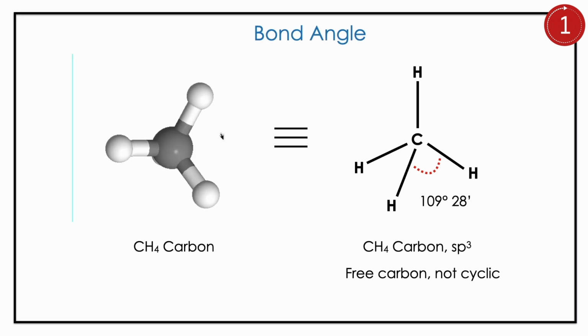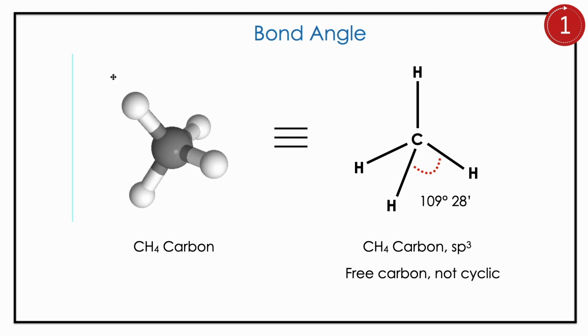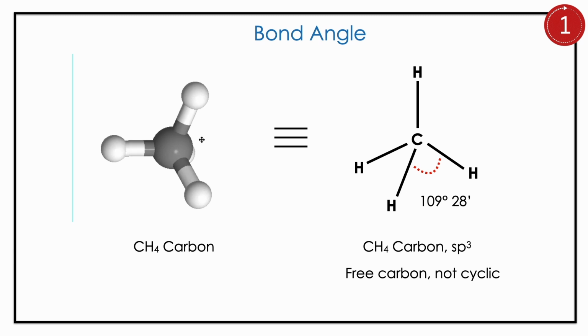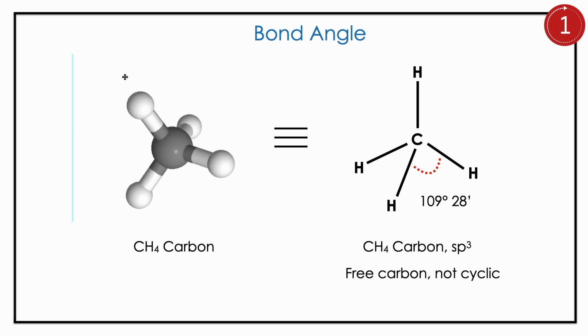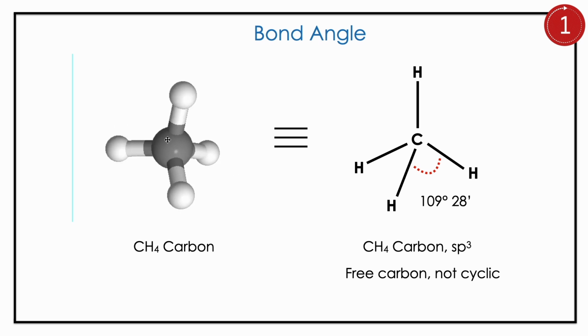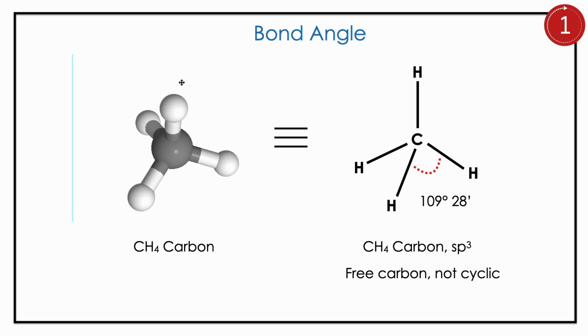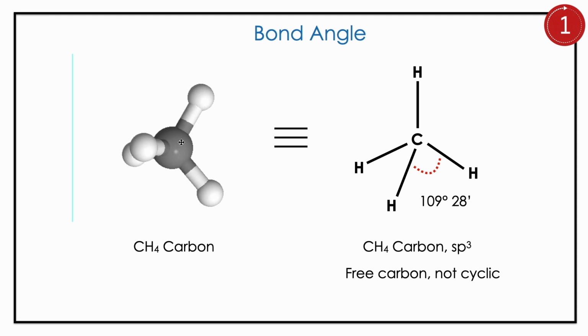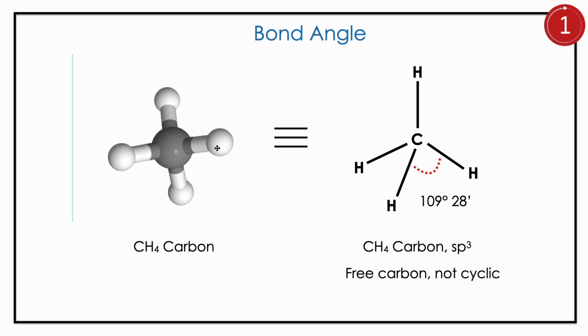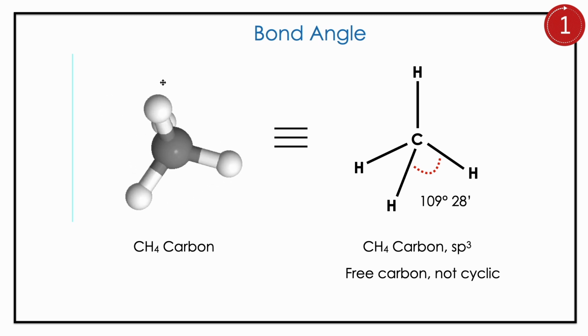Here you should know the bond angle, and only then can you master Bredt's rule. Take CH4: the carbon, as everybody knows, is sp3 hybridized. The bond angle is 109 degrees 28 minutes. That 109 degrees comes only if it is a free carbon. If it is in a structure, the structure tries to increase or reduce the bond angle. That is the basis of Bredt's rule.